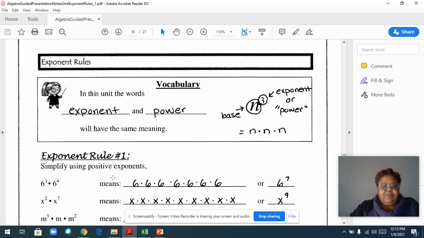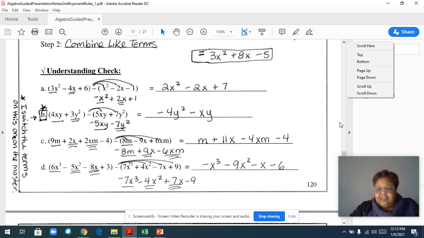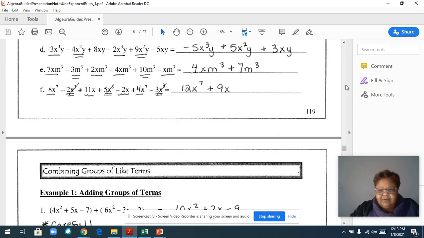So exponent rule number 1. Exponents mean repeated multiplication.